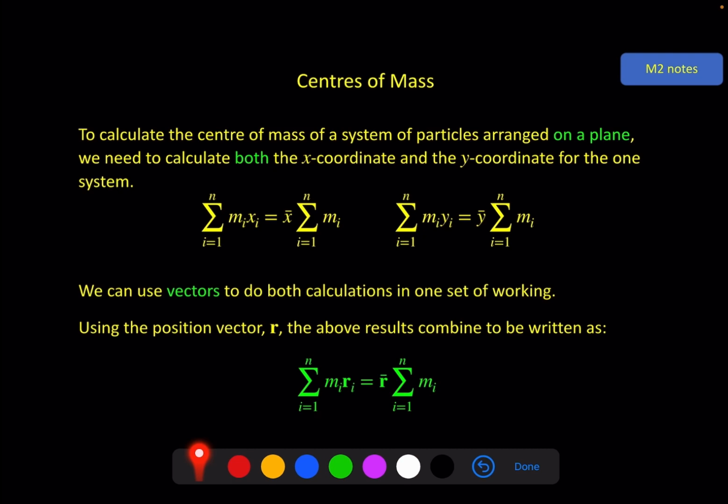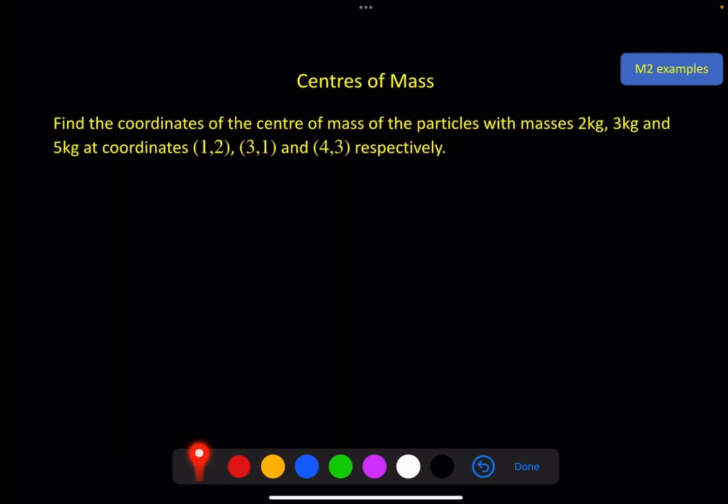Some examples then. Find the coordinates of the centre of mass of the particles with masses 2, 3 and 5 at the coordinates this, this and this respectively. And again, I will draw the diagram here, although I wouldn't normally. Let's just quickly sketch out where these are. So 1, 2 is around about here.